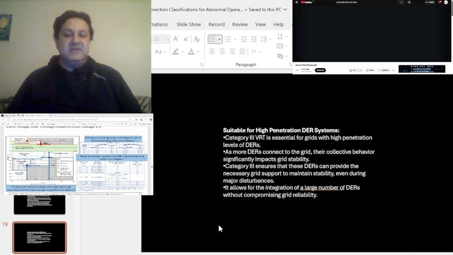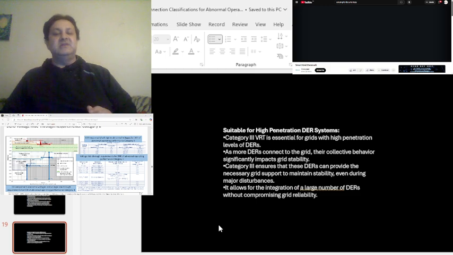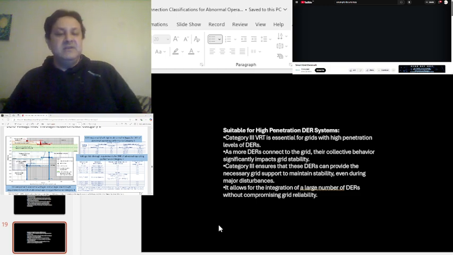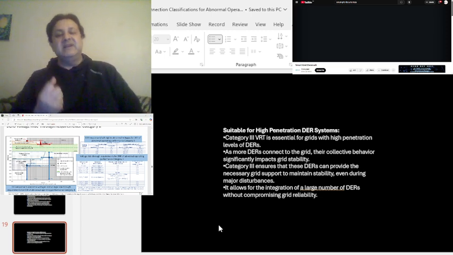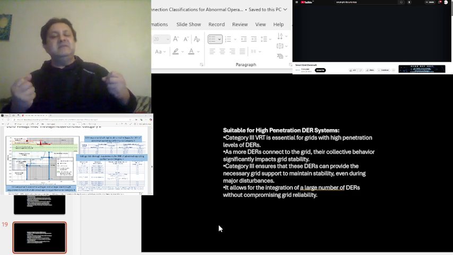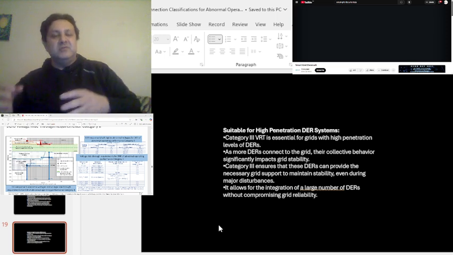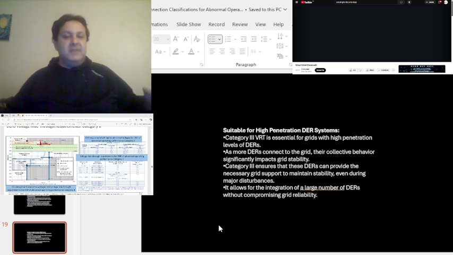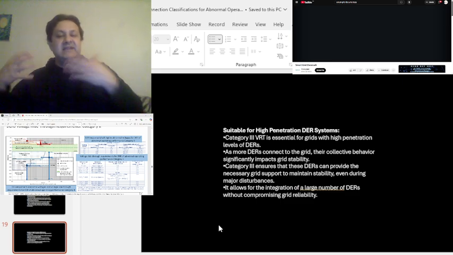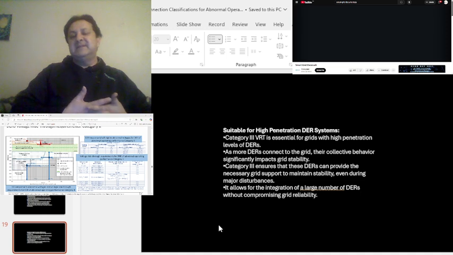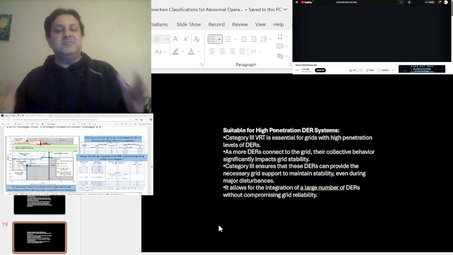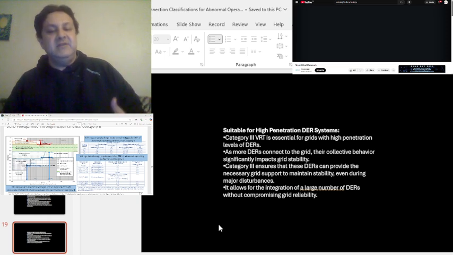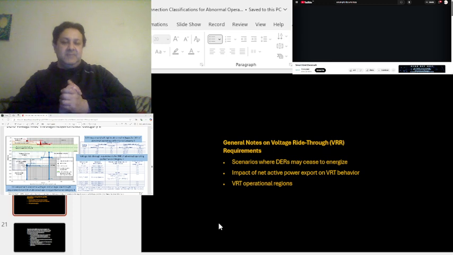Suitable for high penetration DR: category 3 is essential for grids with high penetration levels. As more DRs connect to the grid, their collective behavior significantly impacts the grid. We are not only talking about one or two; let's say there are numbers of DRs connected to the grid, and their collective behavior significantly impacts grid stability. Number three ensures that these DRs can provide the necessary grid support to maintain stability even during major disturbance. So I'm just moving quickly.